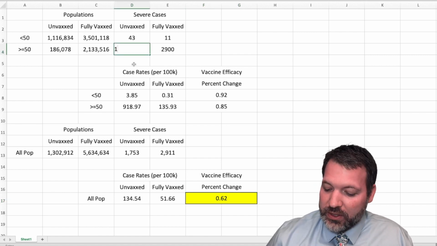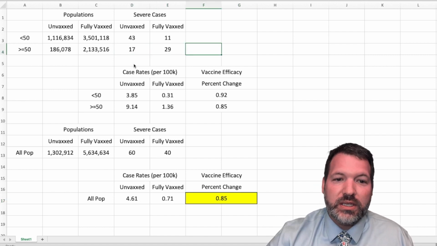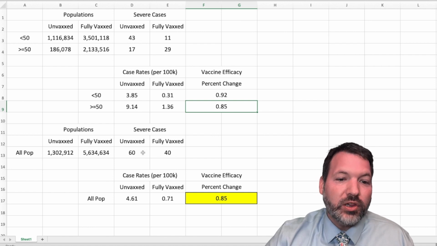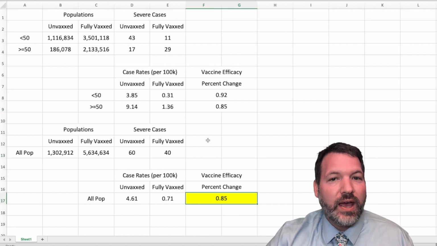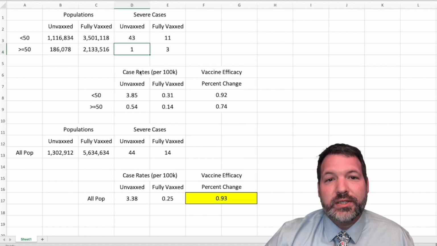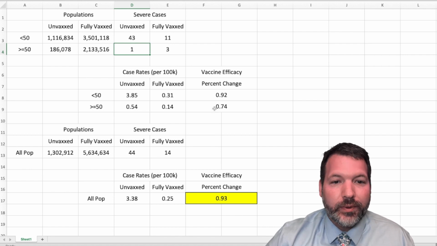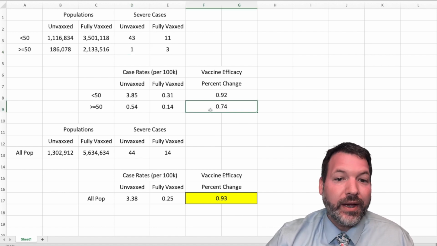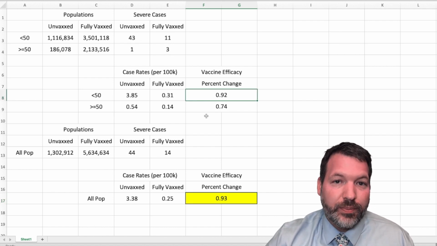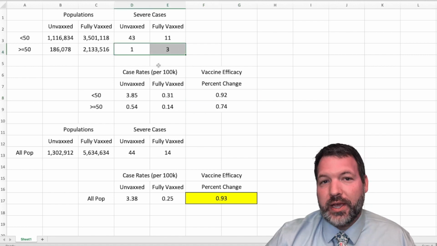In the same way, we could cut these cases by a factor of 10. We could change them to 17 and 29, keep that efficacy in that over 50 group at 85%, because again, the proportion of cases is the same. But now that we have lowered the total cases so much, we see vaccine efficacy in the total population go way up, go up to that 85% number. If we essentially divide by a factor of 10 one more time, you can see now our vaccine efficacy among that group actually goes down to 74%, even as total population efficacy gets way closer. In fact, it exceeds a little bit our 92% of efficacy among that under 50 population. So it's all about how large those absolute numbers are.